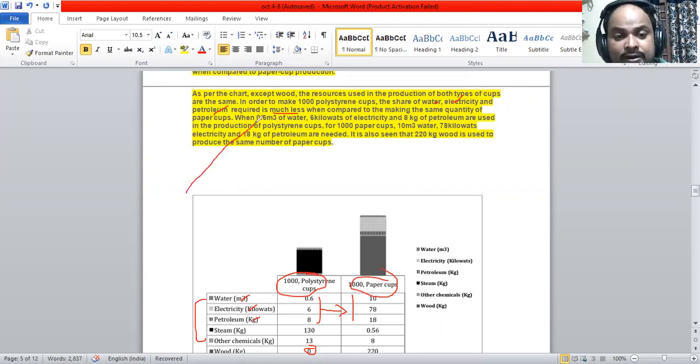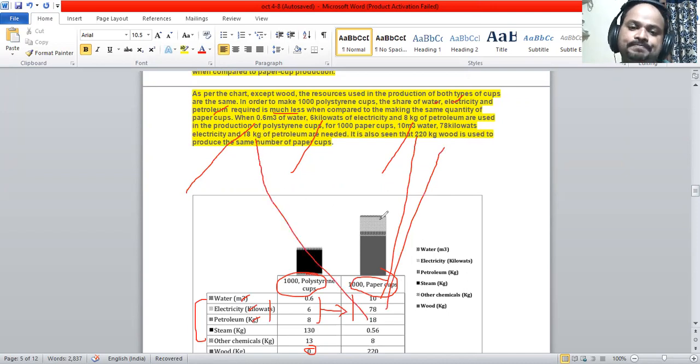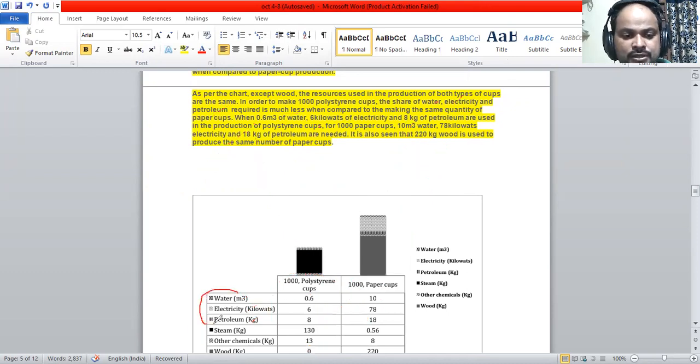0.6 meter cube water, 6 kilowatt electricity, and 8 kilogram of petroleum are used in the production of polystyrene cups. For 1,000 paper cups, this one and this one are needed. So we have compared these matters in the first paragraph up to this point.